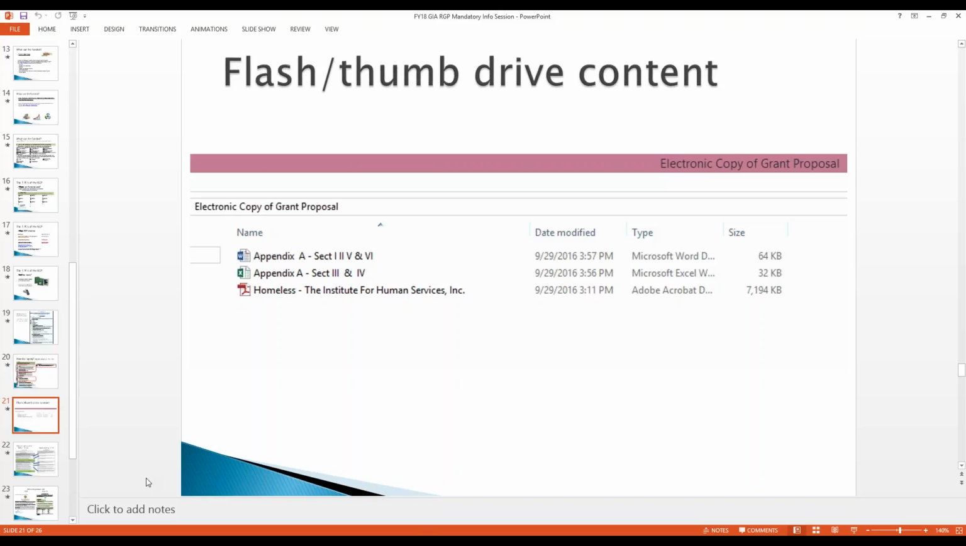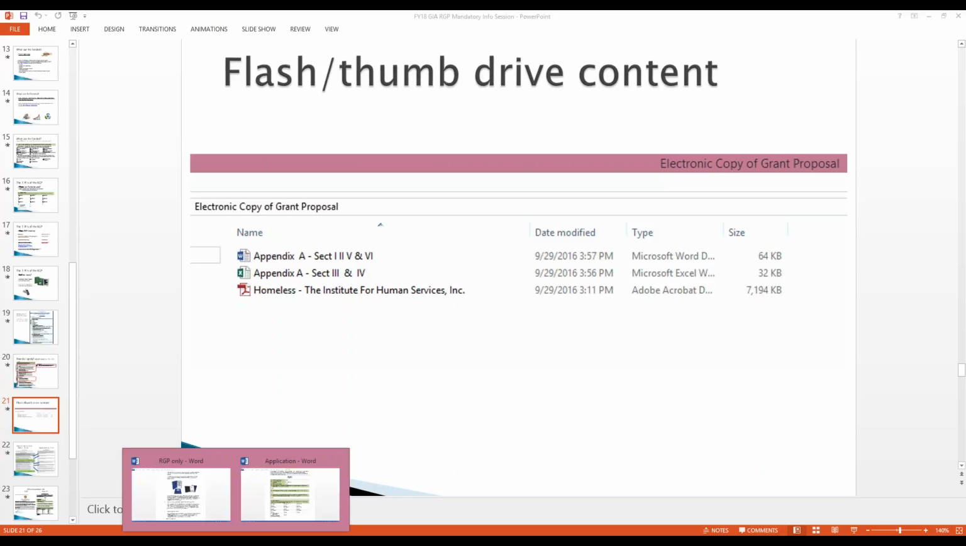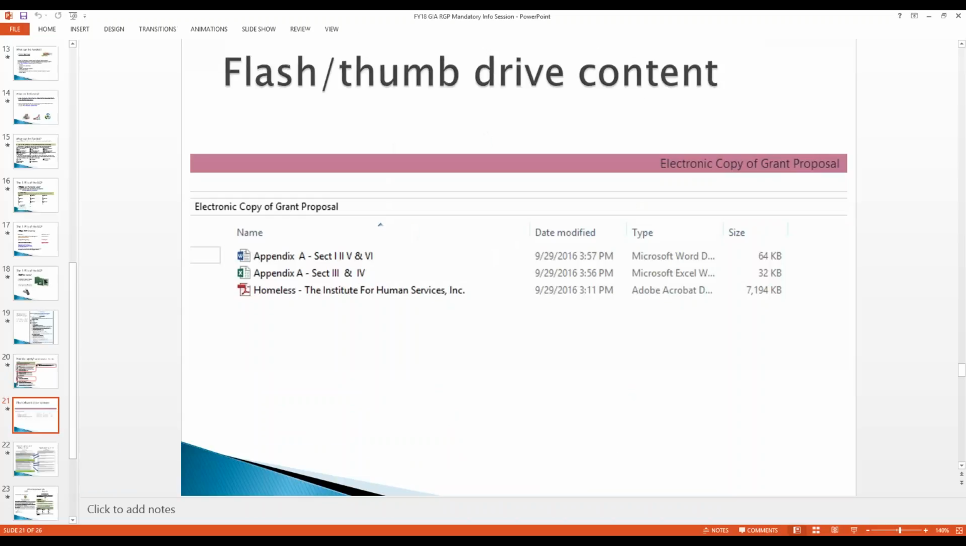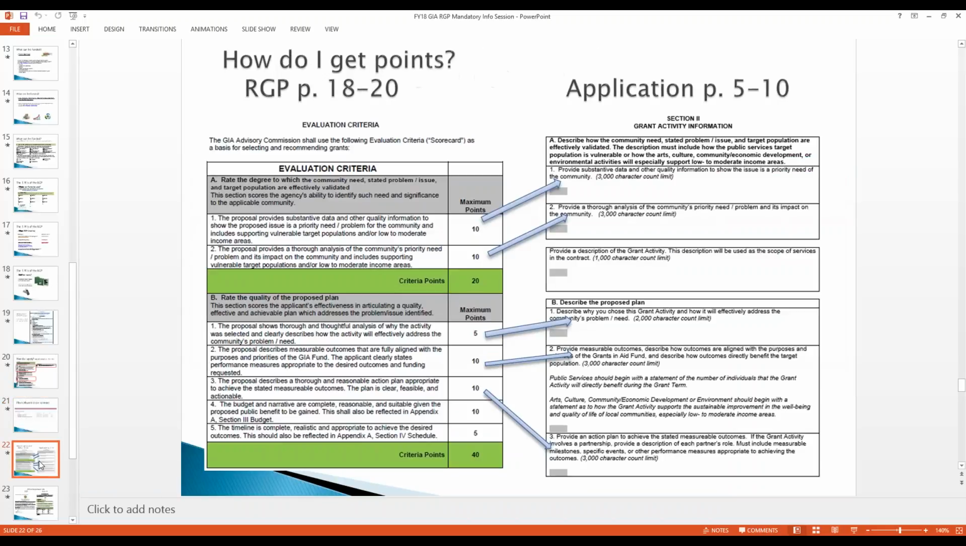And for this, I want you to turn to page 1820 of the RGP instructions. Page 1820. Actually, I have a slide. I'm not going to look for those two pages. One moment. So turn to page 1820 of the RGP instructions, and also turn to pages 5 and 10, starting from page 5 of the grant application. So take these two documents and put them side by side, and we'll see how they work together.